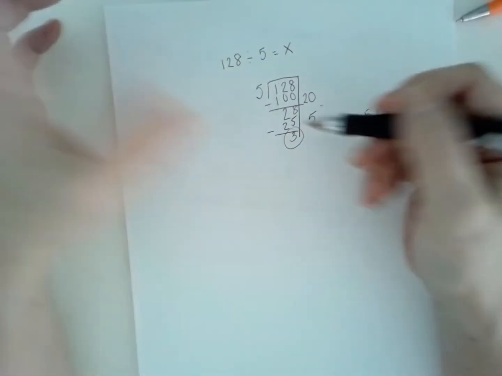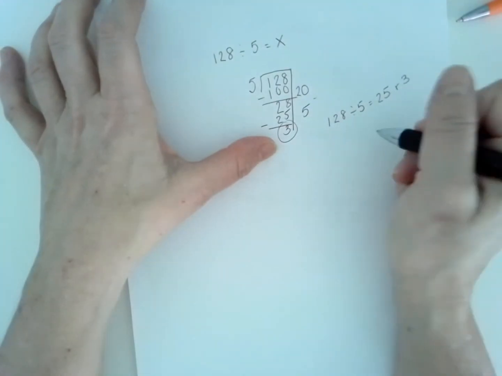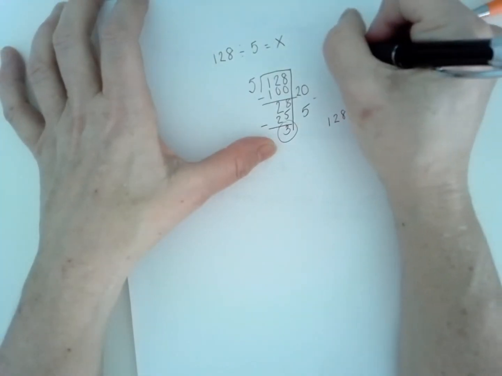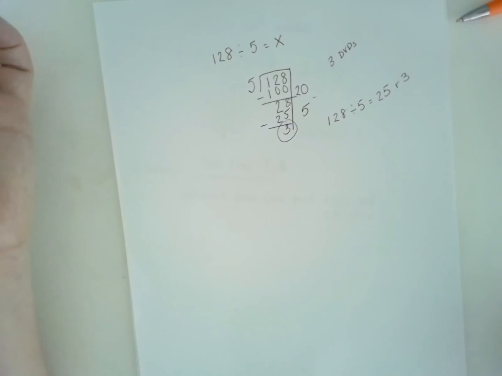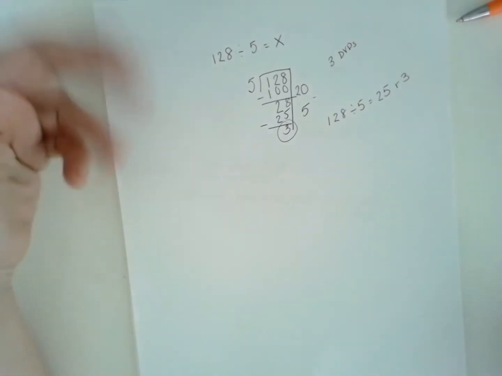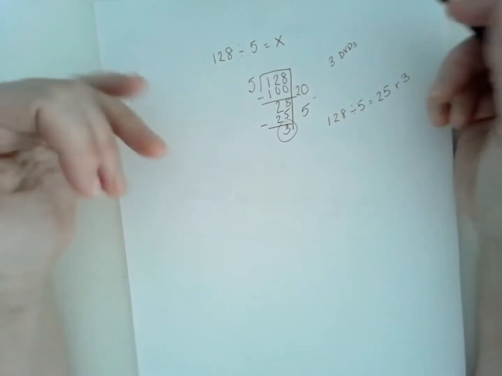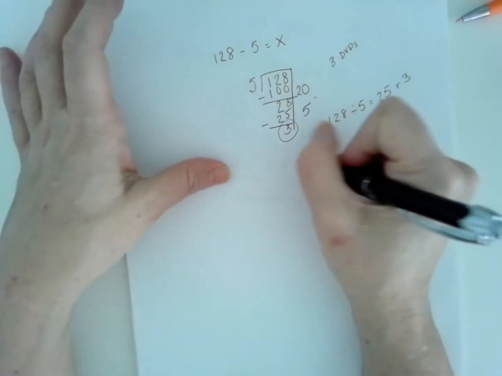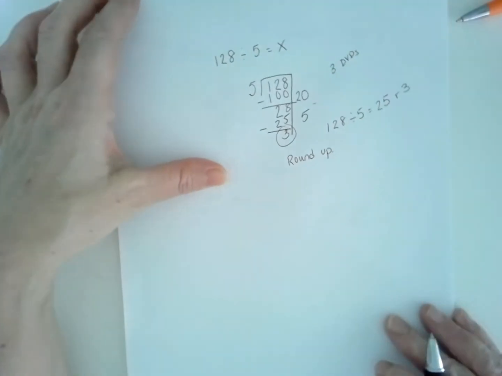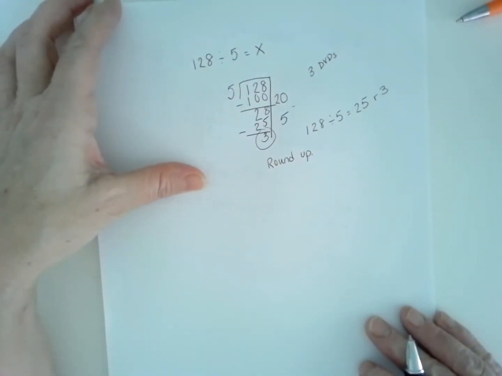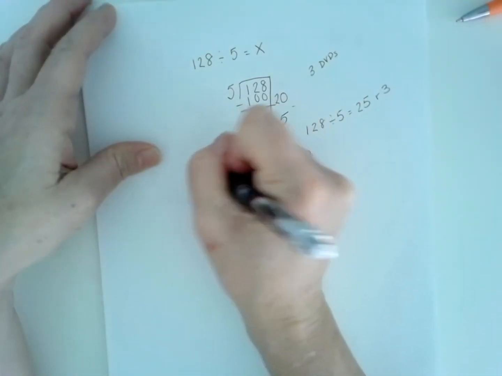But here's the thing. So that 3, what does that 3 represent? That 3 represents 3 more DVDs. What are we going to do with those DVDs? It's not like we're just going to throw them away or just stick them off on a shelf or something. We're putting all the DVDs in boxes. So we need to get another box. So we are going to round up. And our answer is going to be 26. We need 26 boxes.